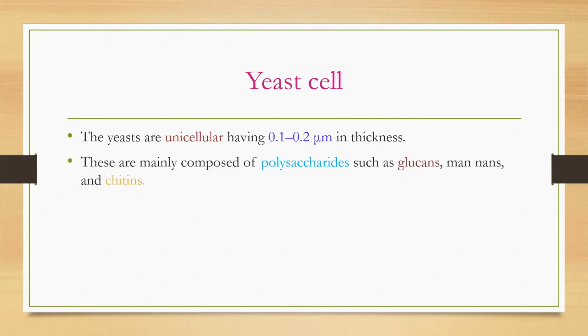These are mainly composed of polysaccharides such as glucans, mannans, and chitins. What is meant by polysaccharides? Poly means many, saccharides means sugar. Okay, that is called polysaccharides, such as glucans. Glucans means glucose. Next, mannans. Next one is chitins.